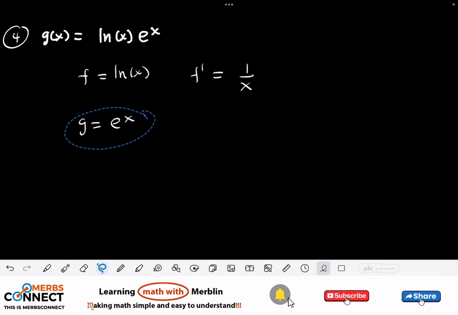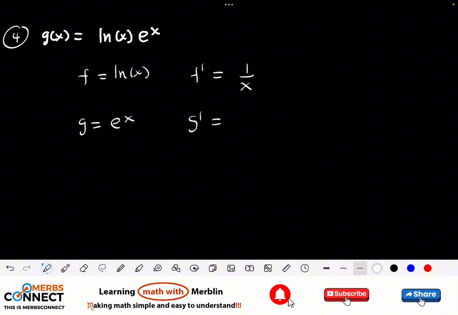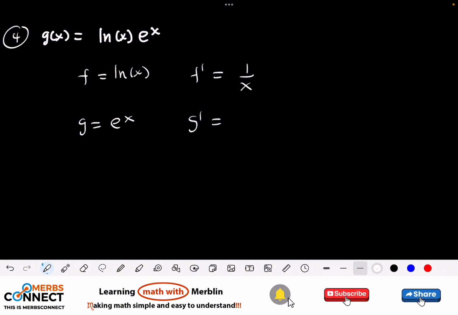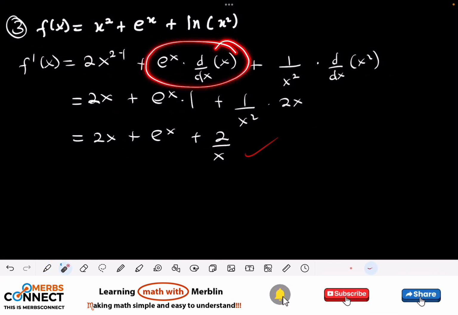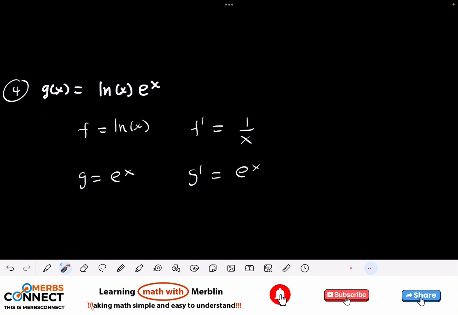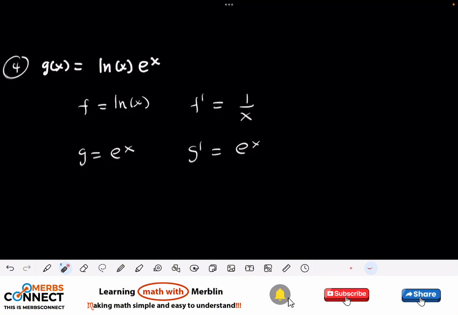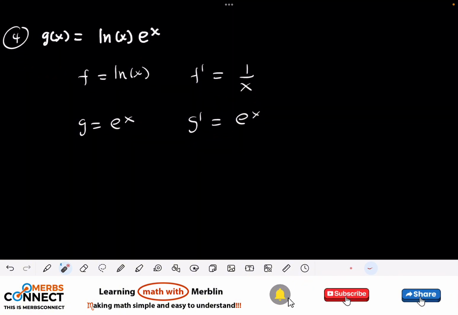Like, okay, when I differentiate, this is what I'm getting, right? When I differentiate e to the power x, what am I going to get? E to the power x, as we just learned here. So some of the functions, you need to just have them off head, and that's all.